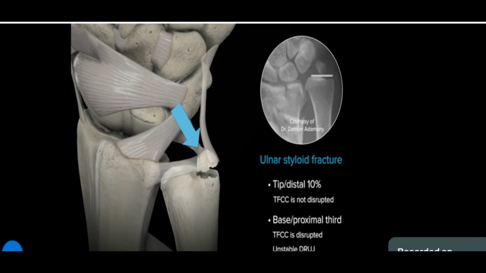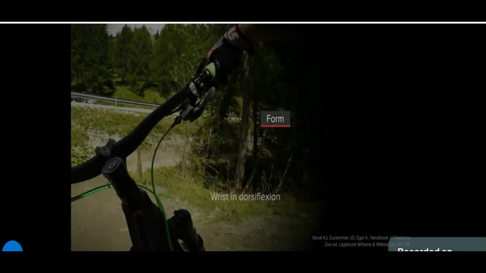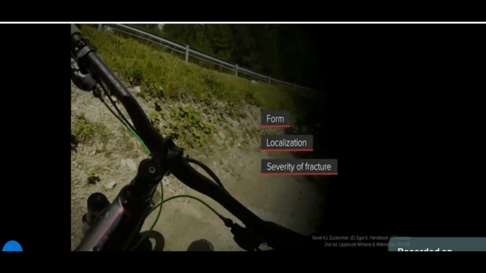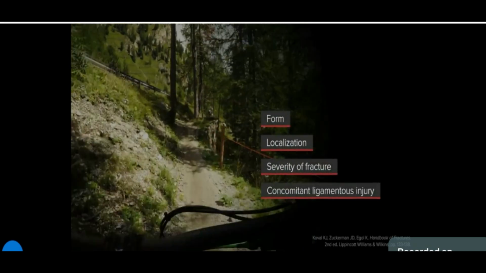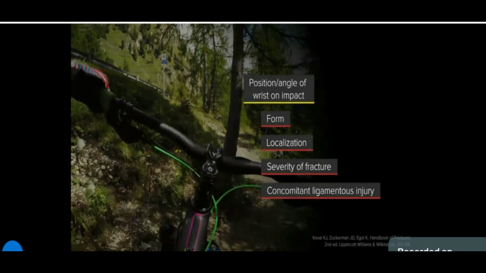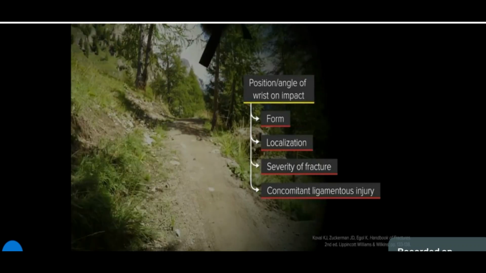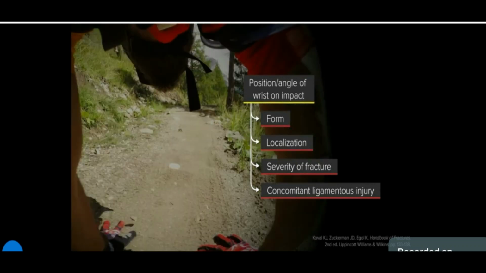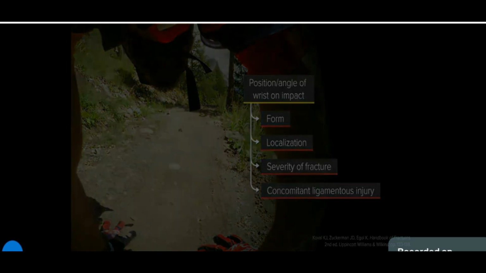Surgical repair is required. As mentioned earlier, most distal radius fractures are caused by a fall on the outstretched hand, or FOOSH, with the wrist in dorsiflexion. The form, localization, and severity of the fracture and the concomitant ligamentous injury of the wrist depends on the position or the angle of the wrist at the moment of impact with the ground. Pronation, supination, and abduction determine direction of force, compression of the carpus, and the different appearances of ligamentous injury.